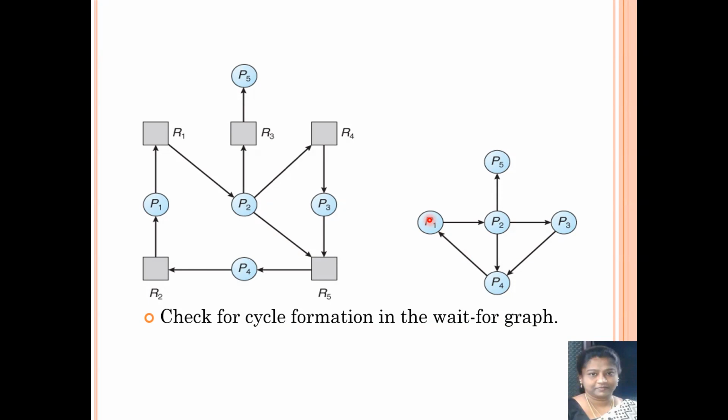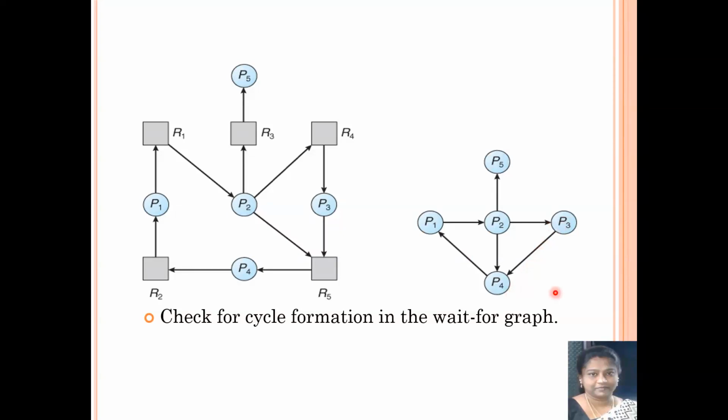So your conclusion will be, if you are going to detect a deadlock in a resource allocation graph, after you convert it to a wait-for graph, check for cycle formation. If there is any cycle formation, then you can conclude that there is a deadlock in the system. And which are the deadlocked processes? All the processes which are involved in the cycle formation will be the deadlocked processes.